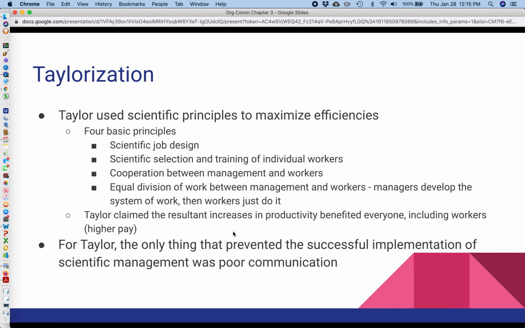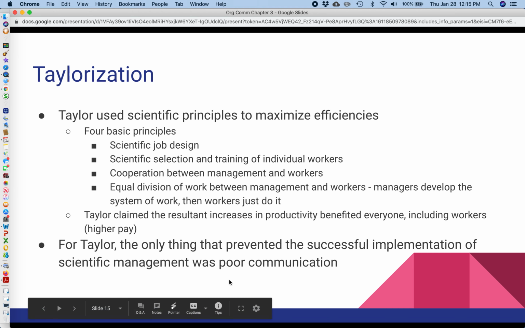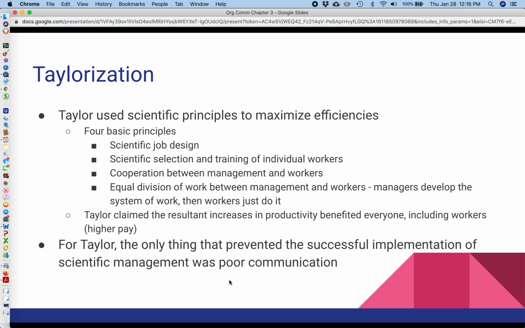And Taylor, of course, claimed that the increases in productivity benefited everyone, including the workers, because they got higher pay, right? If the company makes more money, you make more money. That was his idea. And so for Taylor, he said the only thing that prevented the successful implementation of scientific management was poor communication. So for Taylor, communication was really at the heart of his entire operation, right? If you use science and you communicated properly, you'd make more money, you'd increase efficiencies, and it would be in everyone's best interest. Okay, that ends this short lecture, and we'll pick this up next time.